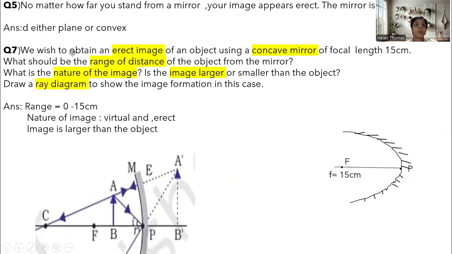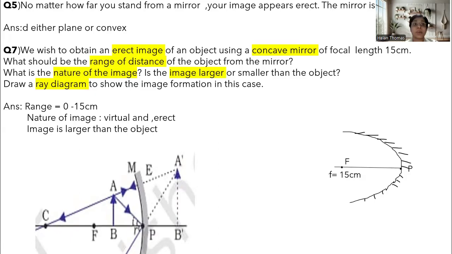And the next one: no matter how far you stand from a mirror, your image appears erect. The mirror is likely to be, in your textbook, there are 4 options given: either plane, concave, convex, or plane and convex. So you know that 2 mirrors give you erect images. What are the 2 mirrors? One is the plane mirror and one is the convex mirror. A concave mirror will give you an erect image only when the object is placed in between F and P. So no matter how far you stand, the concave mirror will give you an erect image only based on where the object is kept.